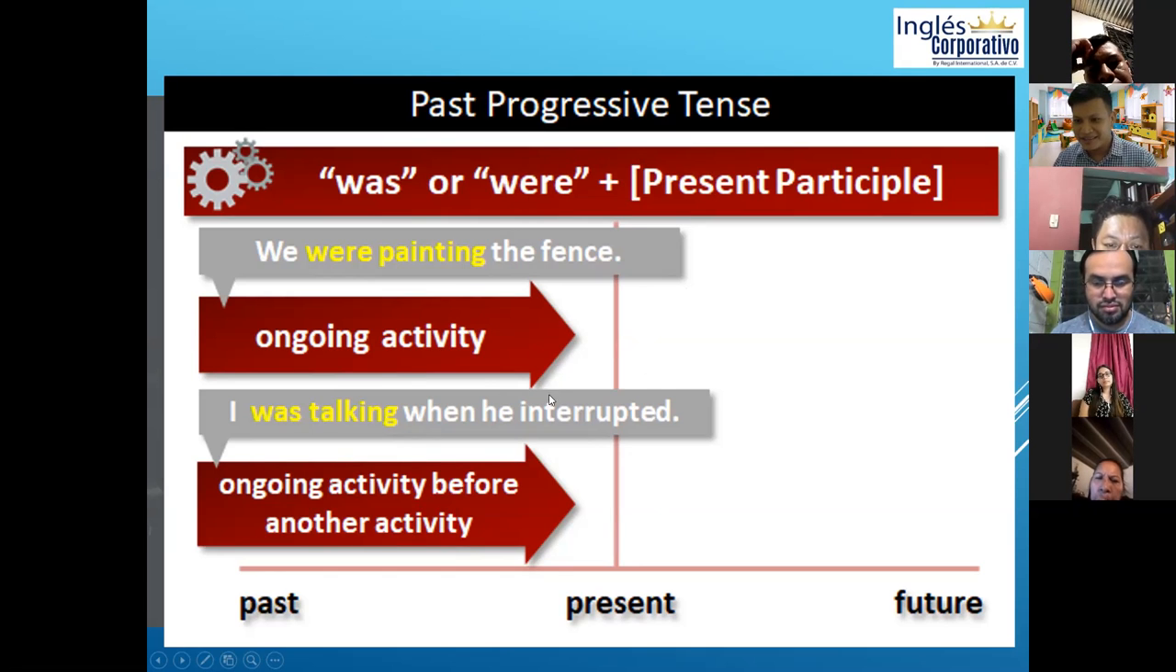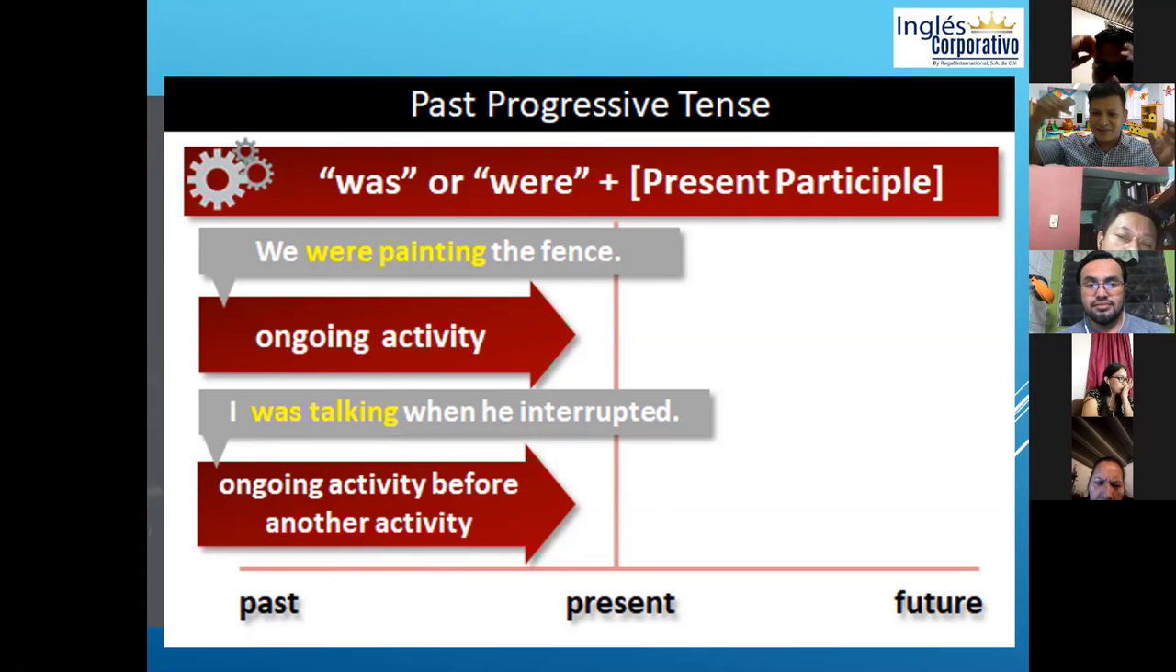Teacher, perdón, ¿a qué se refiere a ongoing activities? Ah, ongoing activity before another activity. Okay, esta básicamente es estaba haciendo esta actividad cuando se metió otra actividad. A eso se refiere. Si usted ve, yo estaba hablando cuando él me interrumpió. En ese proceso, yo estaba hablando, me metió en otra acción.